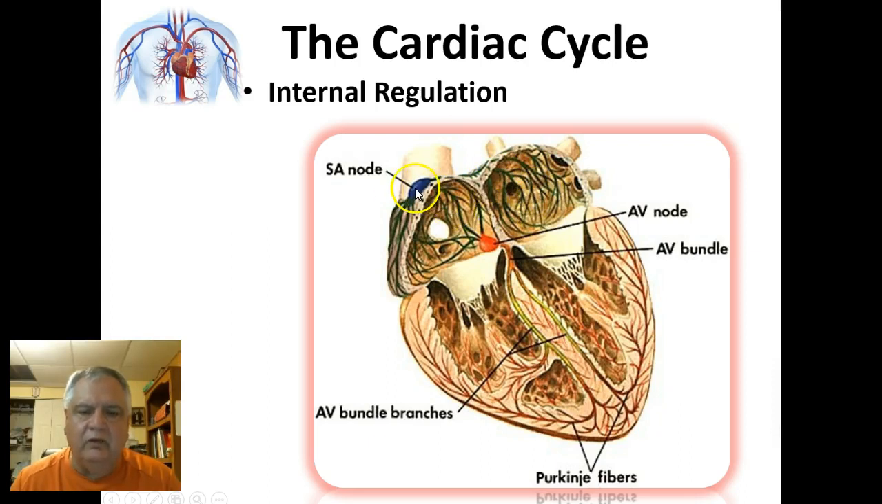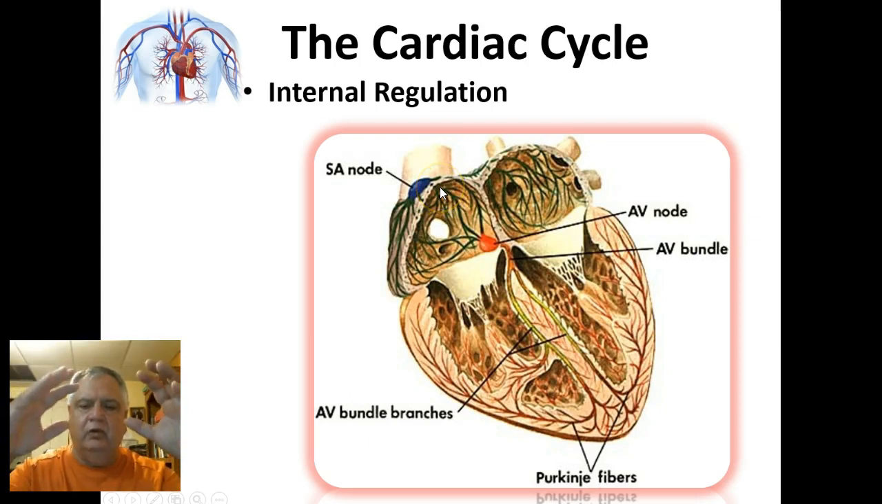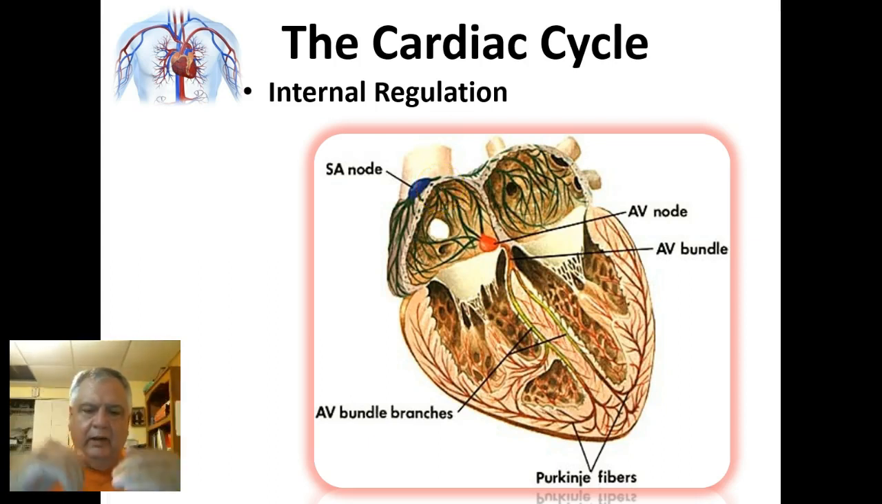So because the SA node is located here, the action potentials are generated at the top of the atria, spread out over the atria from top to bottom, and the atria sort of contract from top to bottom. And as they do that, what's going to happen? The right atrium is going to squeeze the blood down into the right ventricle. The left atrium is going to squeeze blood down into the left ventricle.